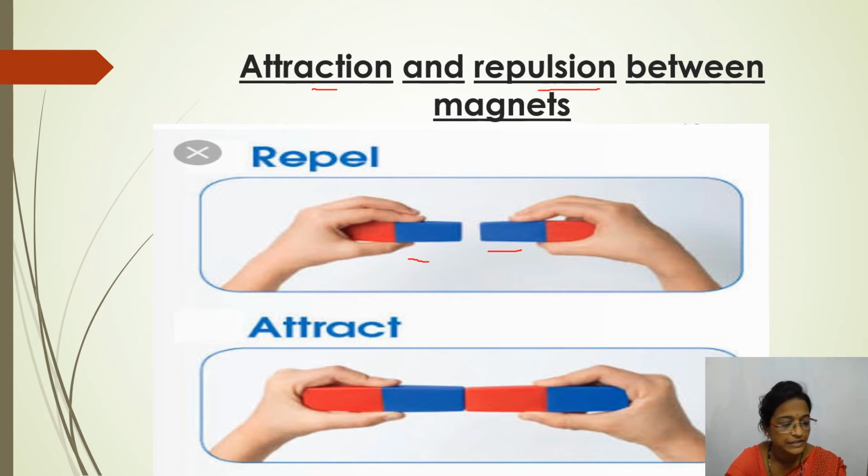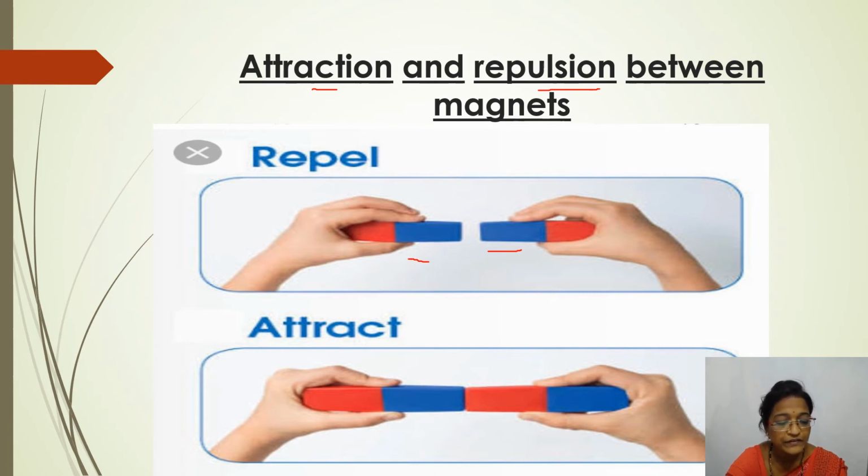Let us see. If we hold one bar magnet in our left hand, as you can see in the image, and another similar bar magnet in our right hand, and bring the ends of these magnets close to one another, then our hands can feel the force of attraction or repulsion acting between the poles of the magnets which are facing each other. So try to bring these two magnets close to each other.